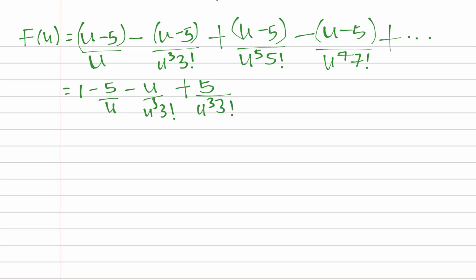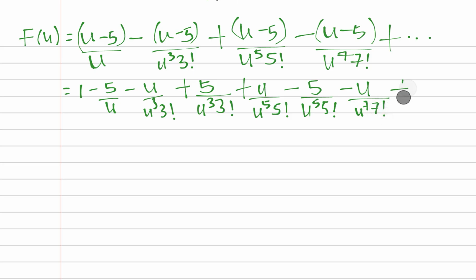I'm just opening the bracket. Plus u over u raised to power 5 factorial. Plus times minus, 5 over u raised to power 5 factorial, minus u over u raised to power 7 factorial. Then plus 5 over u raised to power 7 factorial. Can you see now?